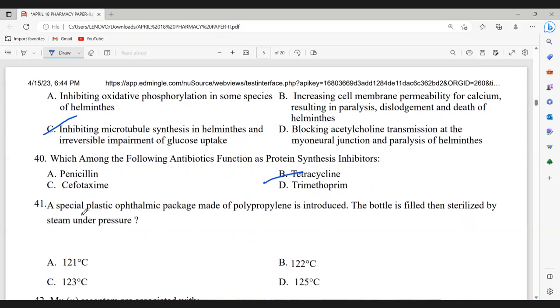Then 41, a special plastic ophthalmic package made of polypropylene is introduced. The bottle is filled, then sterilized by steam under pressure, 121 degrees Celsius.